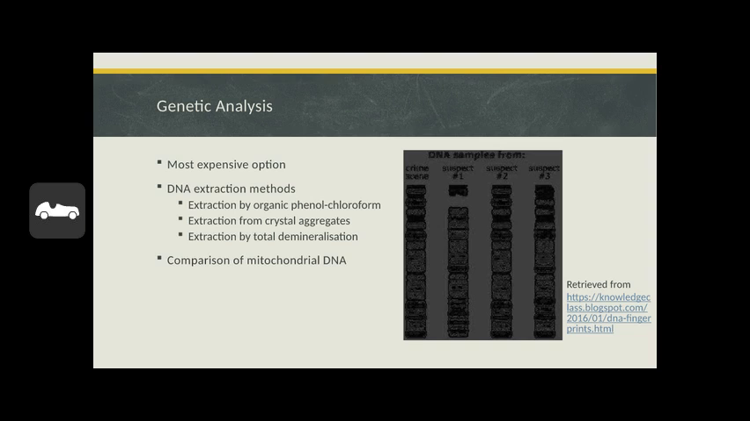The first is organic extraction by phenylchloroform. This is a 2-step process that separates the sample by density due to the addition of chemical reactants, and then isolates the DNA. It is best used for bones that have not been buried and were instead found on the surface. Another method is extraction from crystal aggregates.